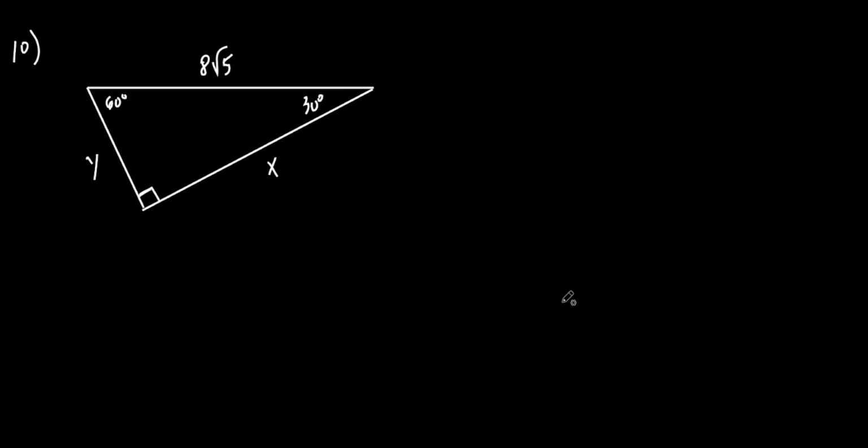So the most important one, what did I say the most important side is on a 30, 60, 90? The short one, okay? So let's find the short one first. I'm going to write it down again. So what is this? This is the hypotenuse, isn't it? So the hypotenuse is equal to what? Twice the short leg.